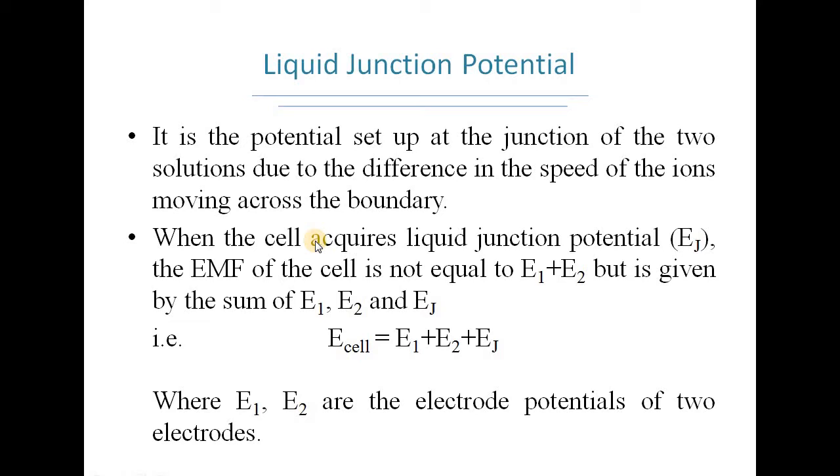Now when the cell acquires liquid junction potential represented by symbol EJ, the EMF of the cell is not equal to the sum of electrode potentials due to the cell reaction taking place. It will also include the liquid junction potential set up because of difference in the speed of ions across the boundary. So in this case, the total EMF of the cell will be equal to the sum of electrode potentials plus the liquid junction potential represented by the symbol EJ.